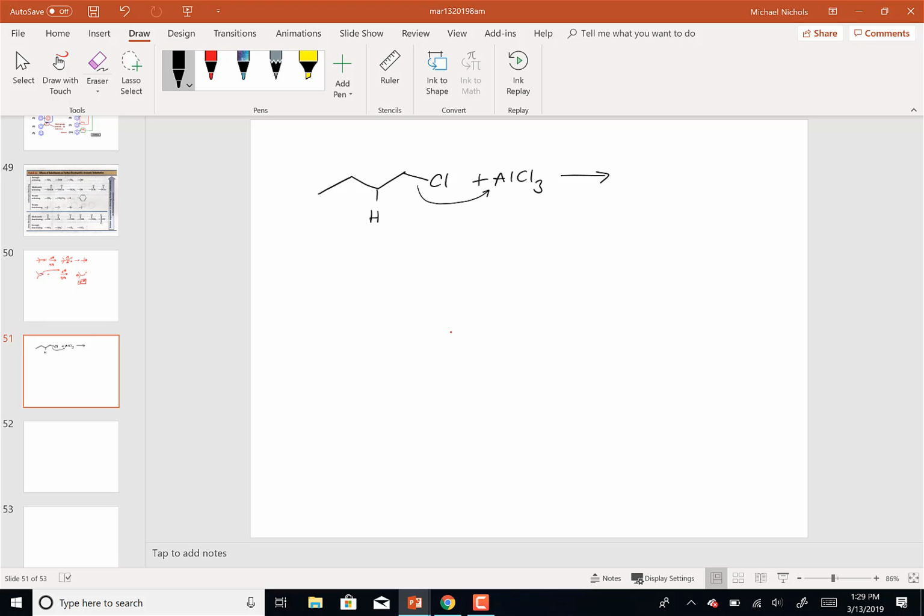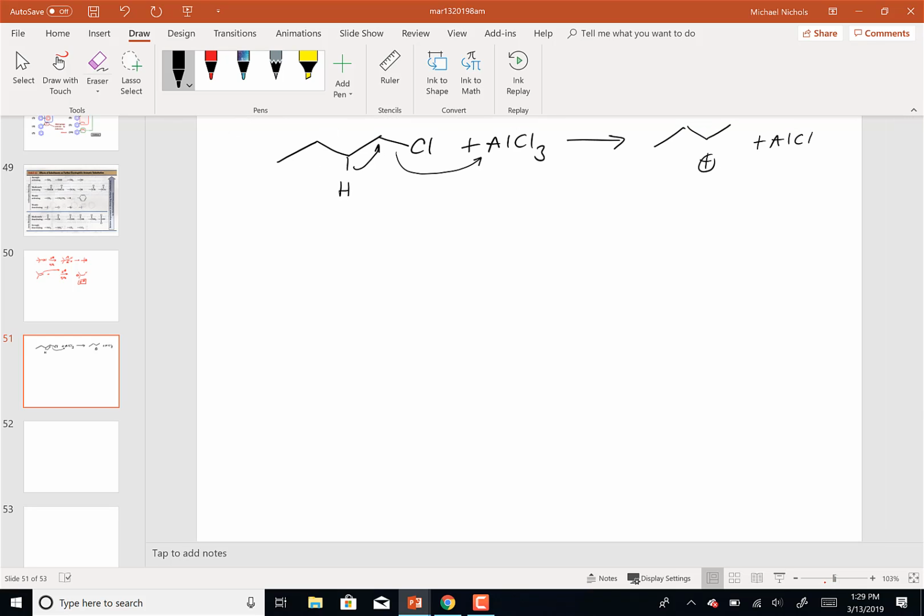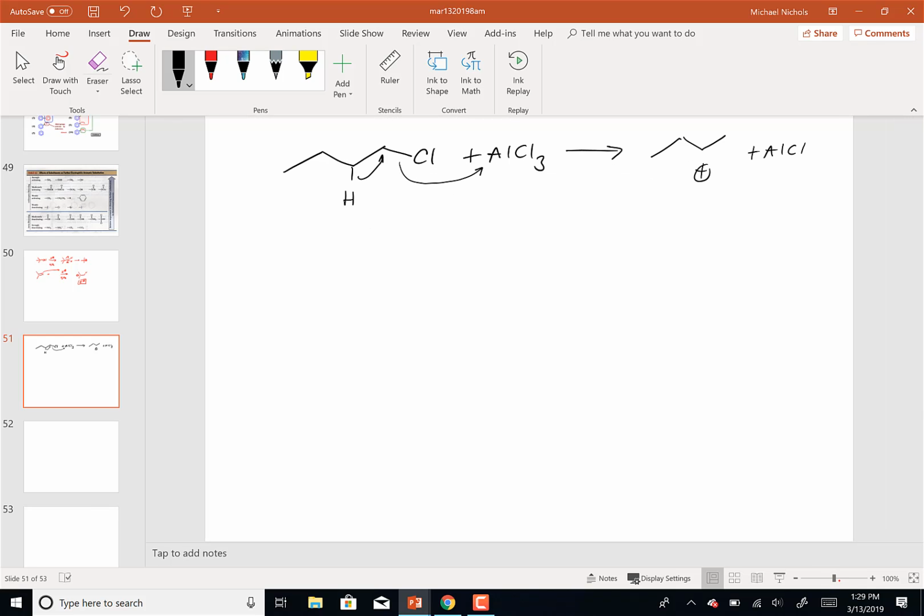Because what will happen is as the chlorine gets pulled off, the hydrogen will then shift, so that I'll end up forming a secondary carbocation, which is perfectly stable, and then I end up adding the rearranged carbocation to the benzene ring. So I can't do that. I can't add a straight chained alkyl group to the ring.